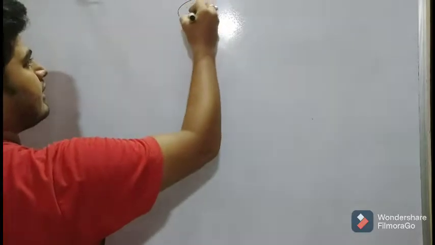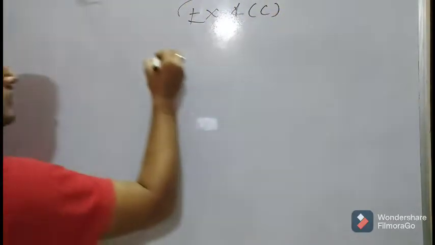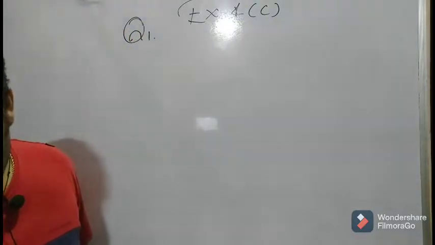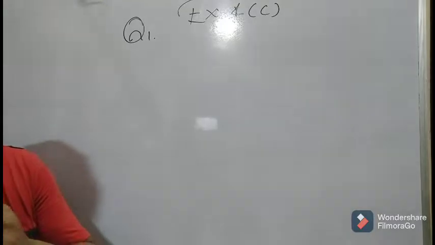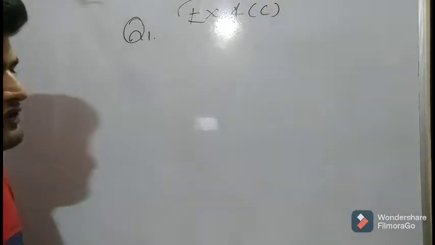Hi, hello everyone. So let's discuss today the next exercise, exercise 4C. In the very first question, it is saying, give the meaning of each of the following and if possible simplify. So you have to simplify, if it is possible.